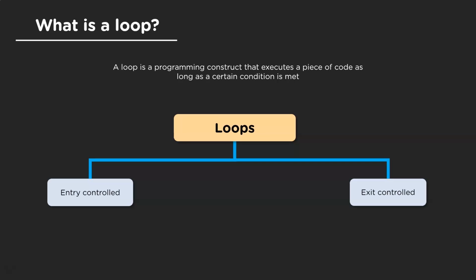In their case, before entering the loop, the condition is checked, and only if the condition is met, it enters the loop and executes the code. When it comes to exit control loops, the test condition is checked after the loop has been executed. So in this case, the code in the loop gets executed at least once. The example for this is the do while loop. With this basic knowledge, let's go ahead and learn about the different loops.